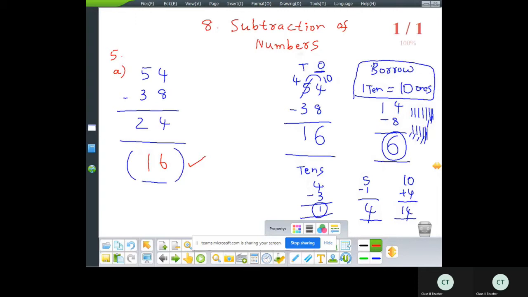Yes, Madhavi did a mistake. 54 minus 38 is 24, this answer is wrong. Our correct answer is 16. He wrote 24, but our correct answer is 54 minus 38 is 16. This is the solution for A. Now question B.